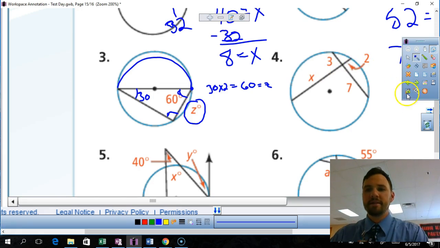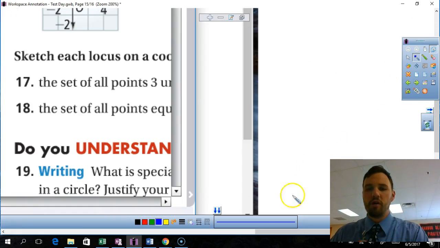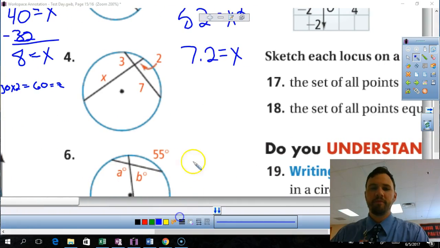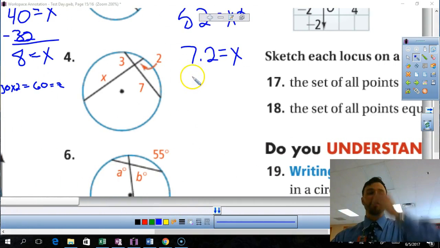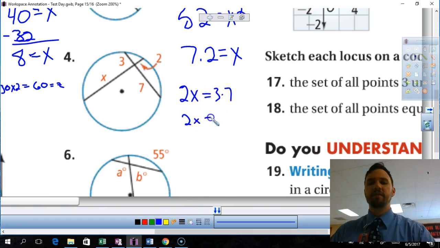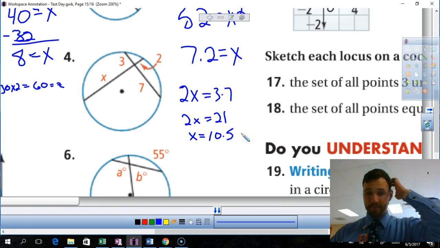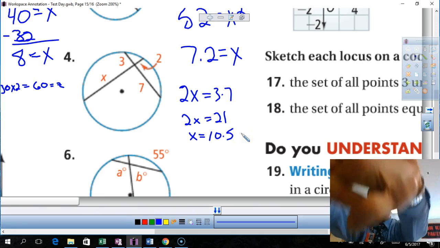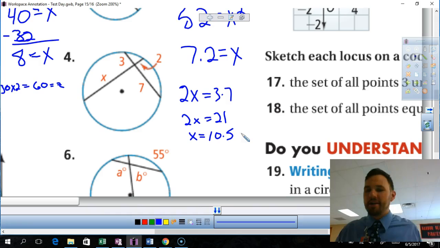Alright. Now number 4. Whoa! Alright, those are chords in a circle, so I should know the formula. 2x equals 3 times 7. 2x equals 21. Divide by 2, and x equals 10.5. 4 more to go. Stretch her out. Alright, I'm ready to go.